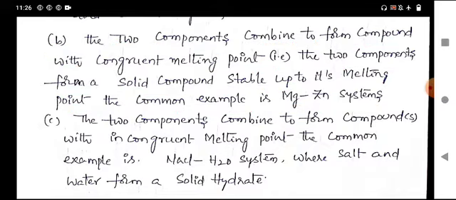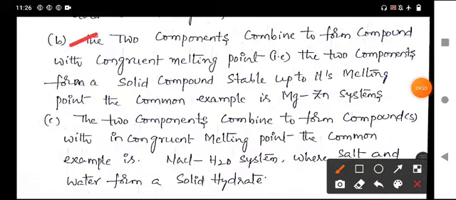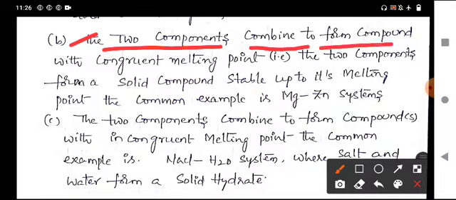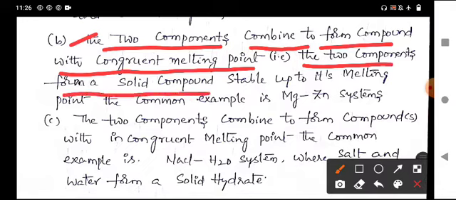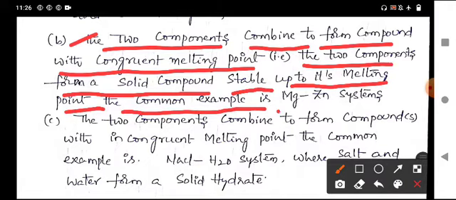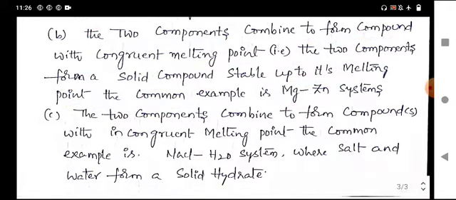Once again I repeat this one. The two components of type 1 combine to form a compound with congruent melting point. That is, the two components form a solid compound which is stable up to its melting point, and the common example is the magnesium and zinc system.